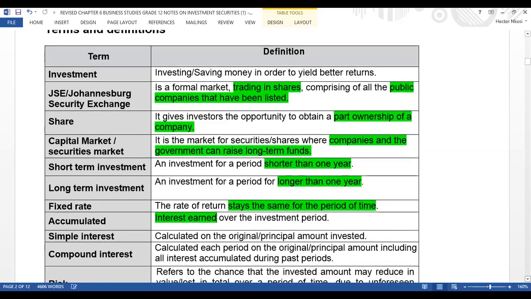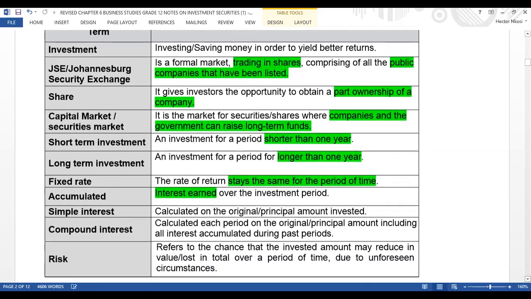All right, now let's look at simple interest. Simple interest is calculated on your original or principal amount invested. So basically, when you say, okay, I want to invest 100 rands at an interest rate of 10%, you say 100 rands times 10%. That's 10 rands. So that interest of 10 rands is your simple interest.